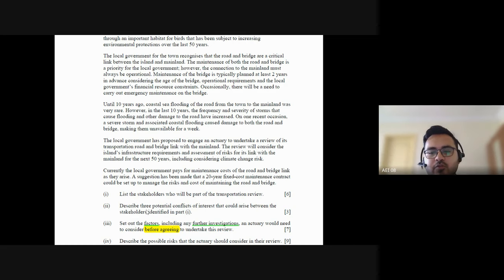How will you answer this? What will be the structure of this particular answer? List the stakeholders who will be a part of the review. It should be pretty plain and bland, but I just want to hear from you that, okay, what is it that we are expected to do out of this particular answer?